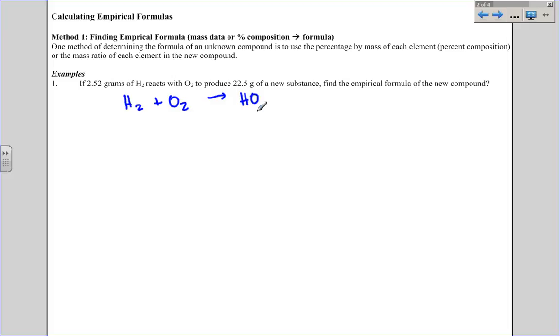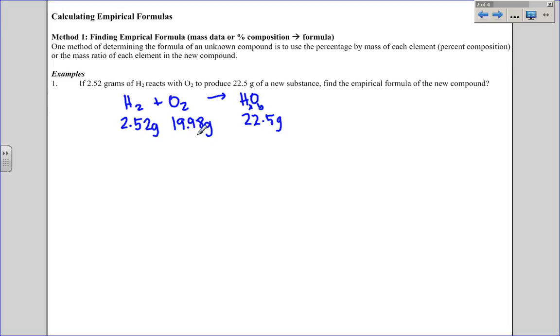other possible ratios of hydrogen and oxygen combining. So in this case, we had 2.52 grams of hydrogen reacting. And we know that our final product had a final mass of 22.5. Using the law of conservation of mass, we're able to see that the amount of oxygen that combined with the hydrogen was 19.98 grams. So I did that by subtracting 2.52 from 22.5.